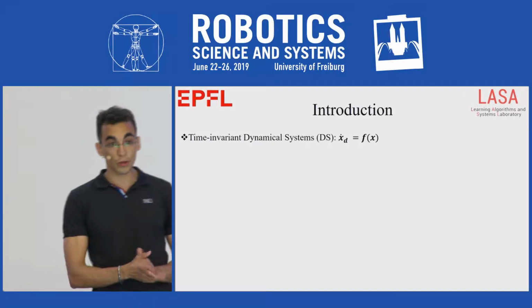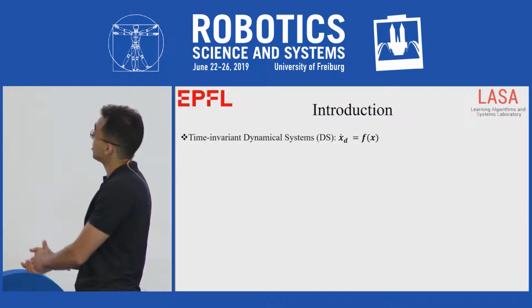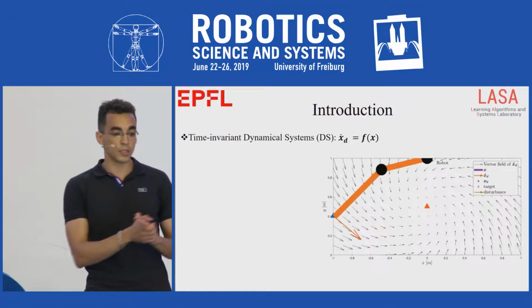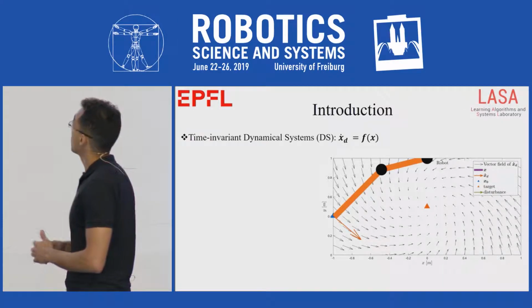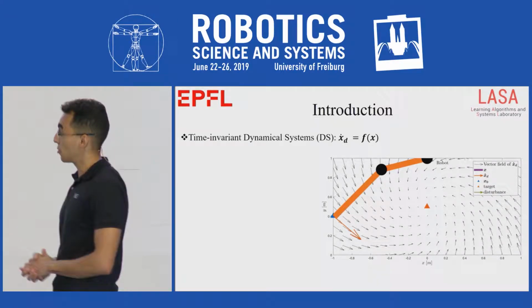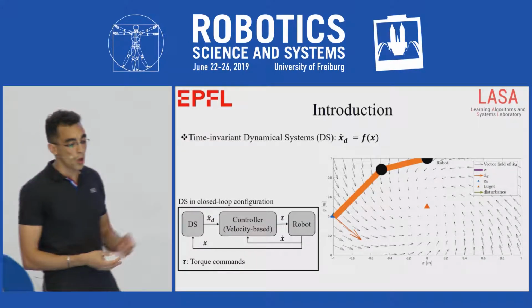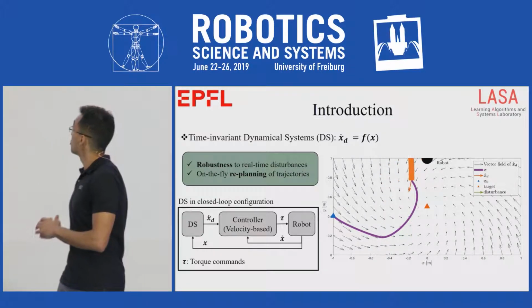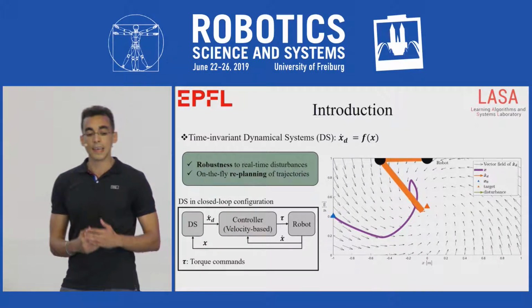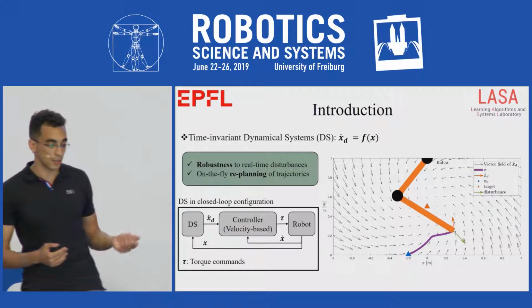In this work, we work with time-invariant dynamical systems, which take as input a position and give as output a desired velocity. Here on the right, you have an example of a dynamical system which allows reaching a fixed target on a plane. When using the DS in a closed-loop configuration, a robot can follow the flow of the DS while being robust to real-time disturbances, as it can immediately replan its trajectory from any location in space.